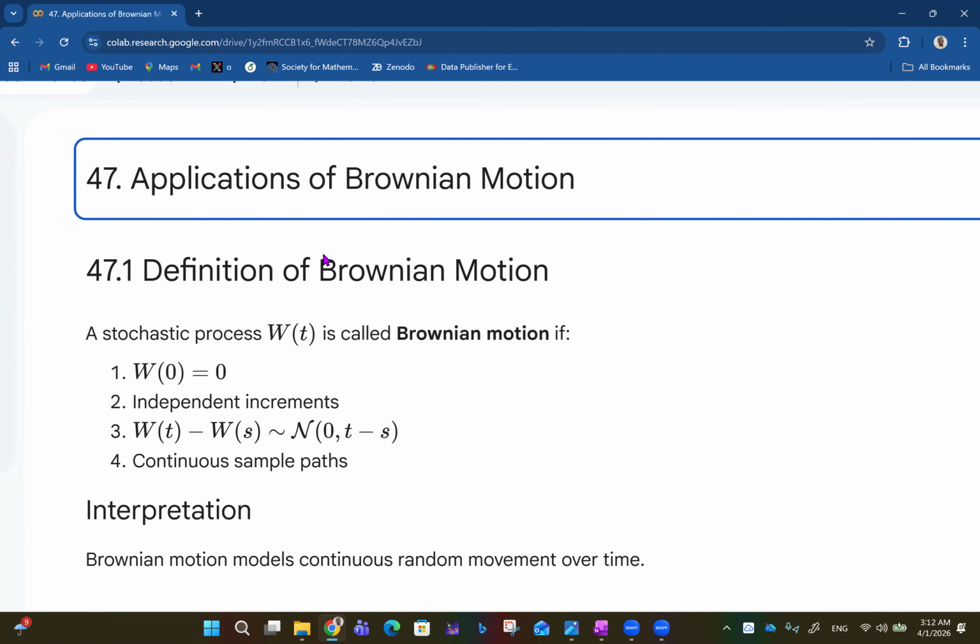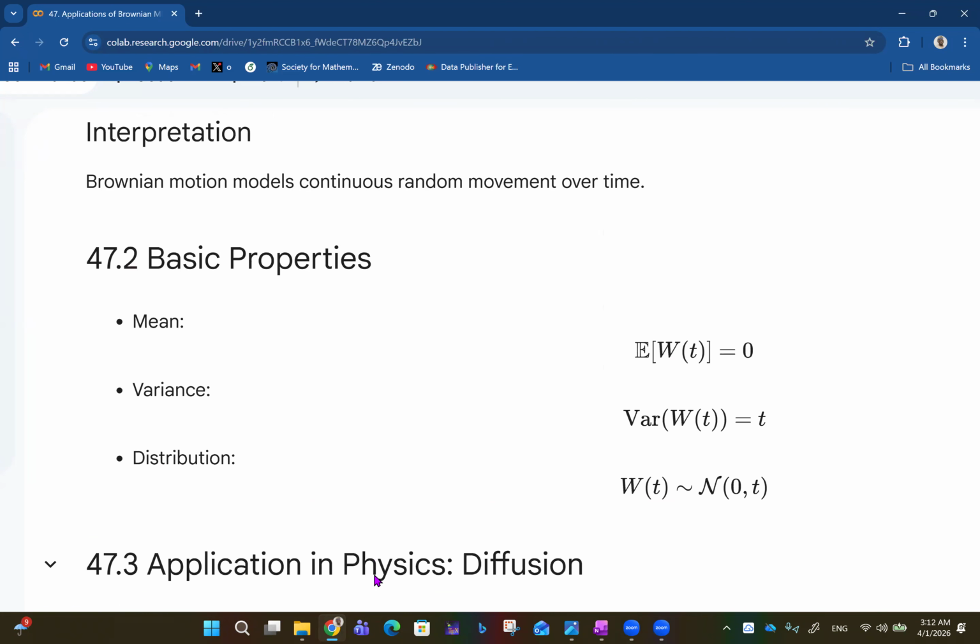First of all, to refresh our minds of the definition of Brownian motion, a stochastic process W of t is called Brownian motion if W of 0 is equal to 0. That's the initial condition. Then you have independent increments, and Wt minus Ws is normally distributed with mean 0 and variance t minus s. And then you have continuous sample paths. So the interpretation is that Brownian motion models continuous random movement over time.